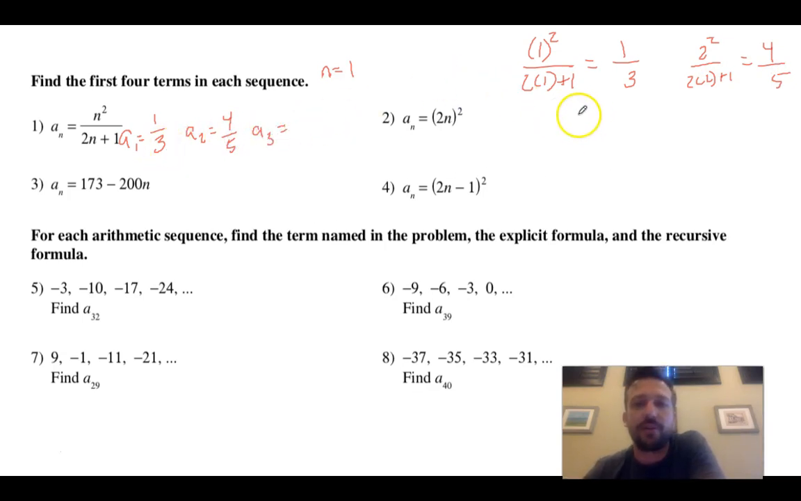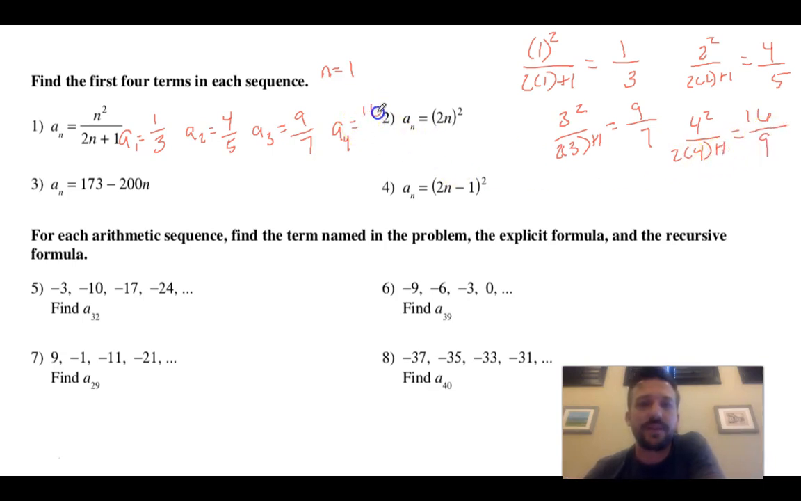A3, you plug in 3, so we get 3 squared over 2 times 3 plus 1. That would give me 9 over 7, so it'd be 9/7. Okay, we only got one more to do because it's the first four terms. A4 would be 4 squared over 2 times 4 plus 1. That would give me 16/9. Okay, there we go.